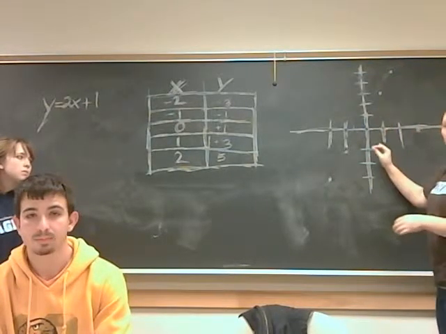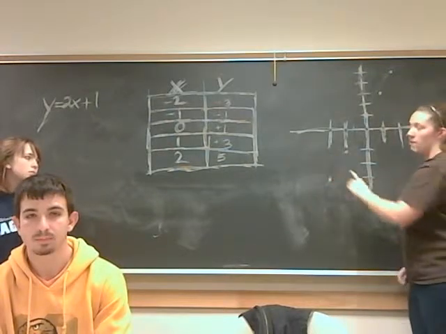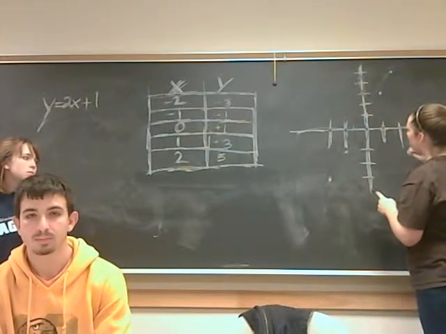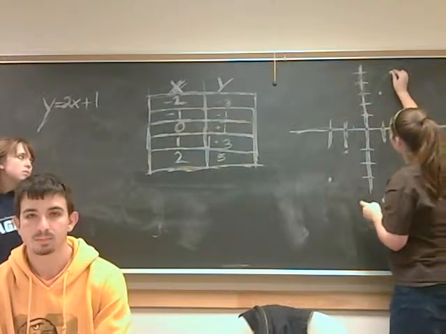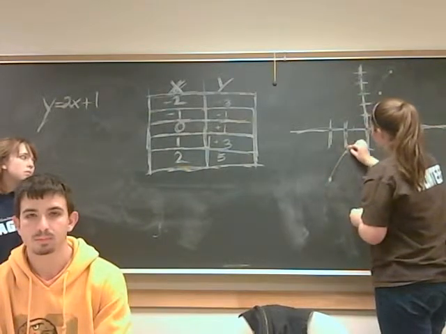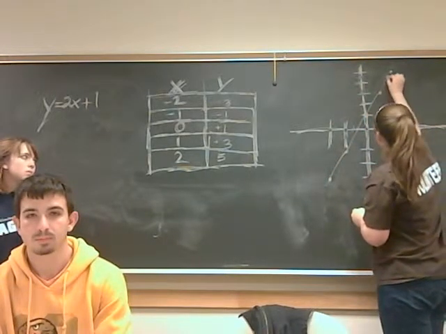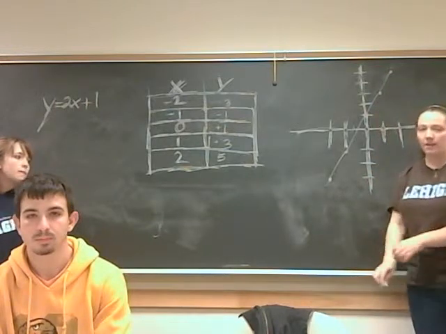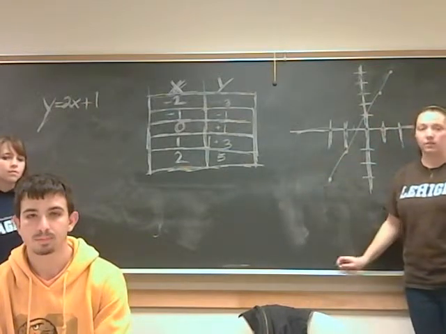So now you have a point for all of the values of x and y. So now you just finish it by drawing a line from point to point. So you go from here to this point to this point to this point to this point, and then you have your line. And that represents the function y equals 2x plus 1.